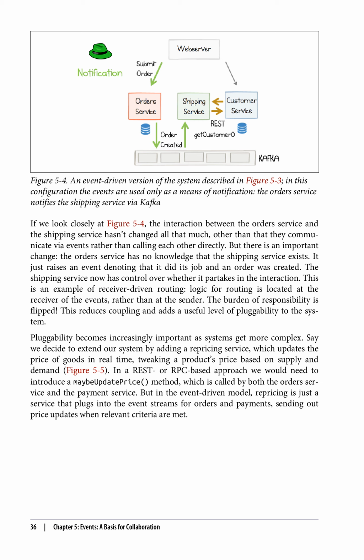Say we decide to extend our system by adding a repricing service, which updates the price of goods in real time, tweaking a product's price based on supply and demand, Figure 5.5. In a REST or RPC-based approach, we would need to introduce a maybe update price method, which is called by both the orders service and the payment service. But in the event-driven model, repricing is just a service that plugs into the event streams for orders and payments, sending out price updates when relevant criteria are met.